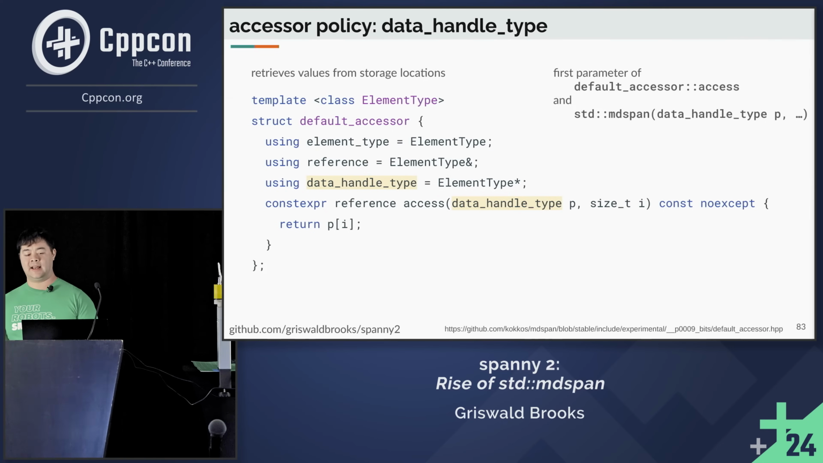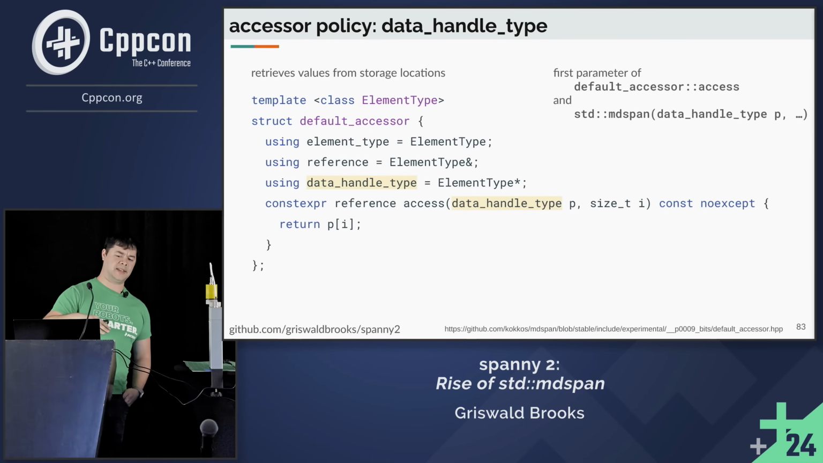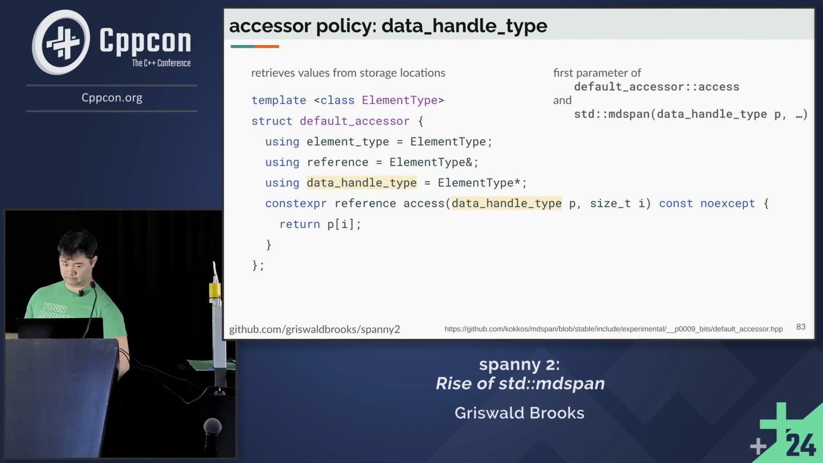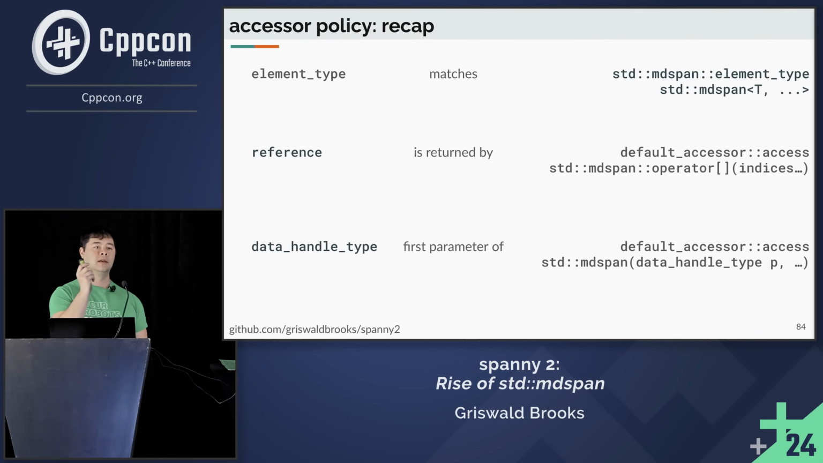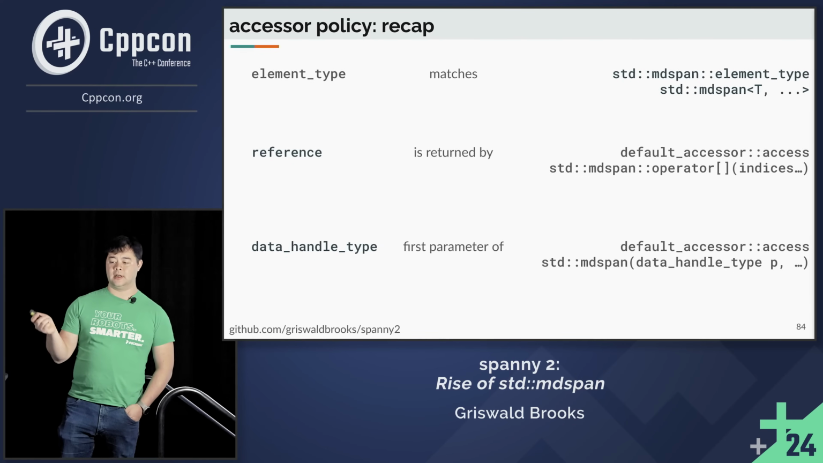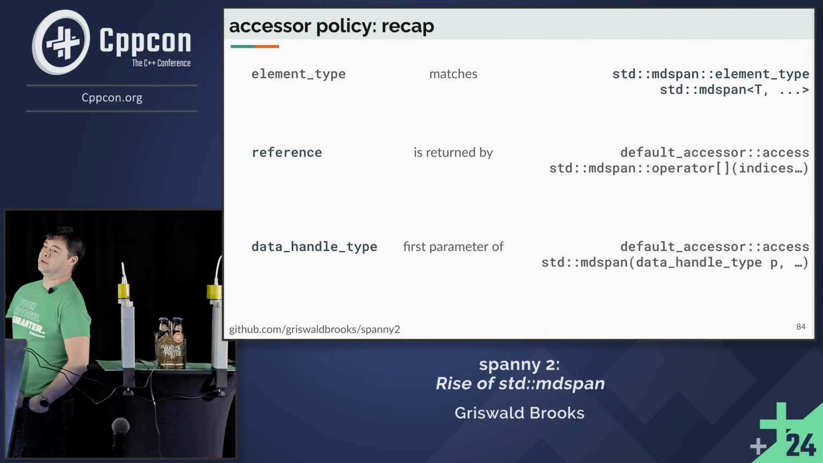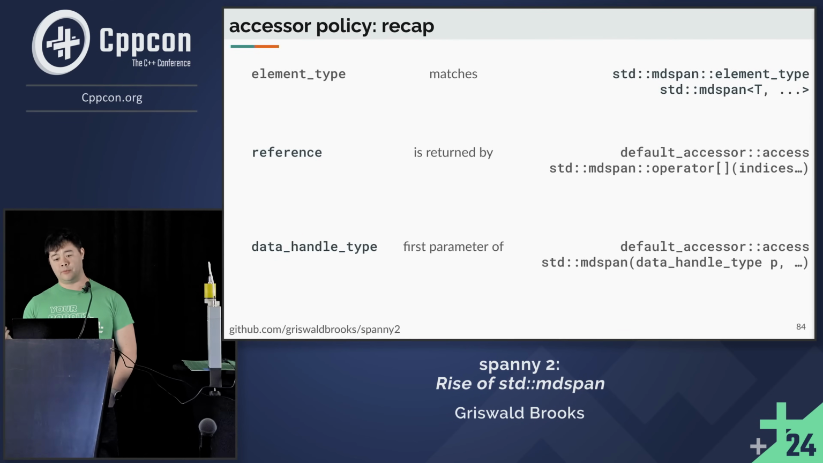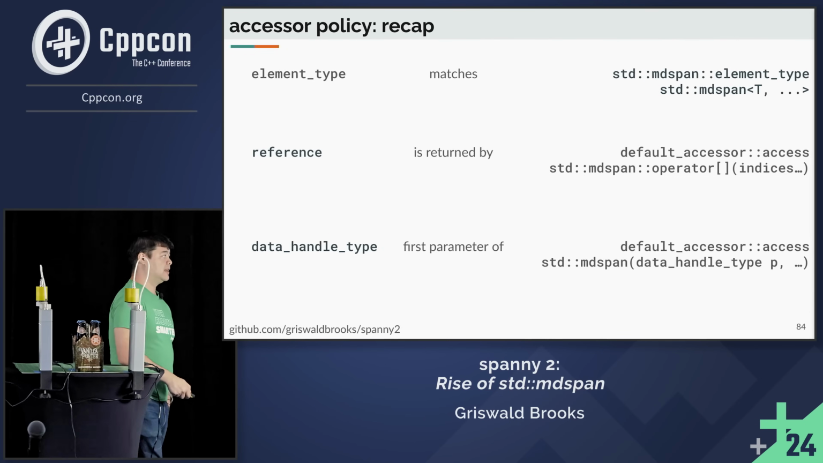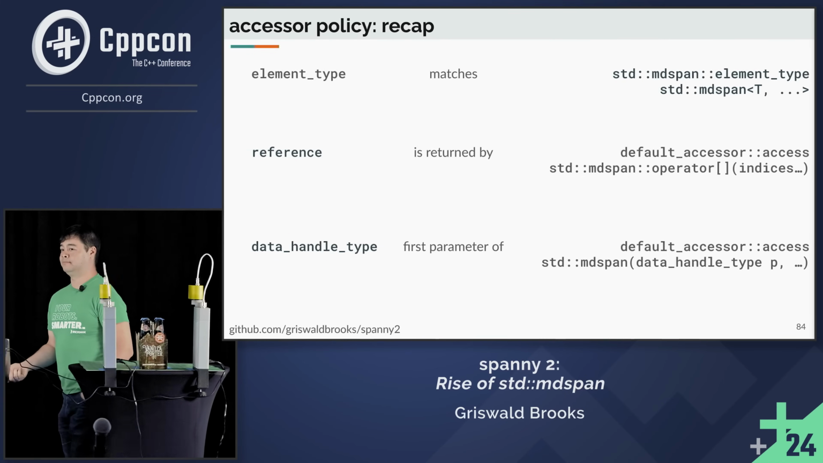Data handle type is the first parameter to the constructor of the mdspan. And then here you can see the accessor, taking the data handle type, and the bracket operator returning that reference. One more time: the element type matches the element type of the mdspan, which is also the first type template parameter. The reference is returned by the bracket operator of mdspan. The data handle type is the first parameter of the constructor of the mdspan. Those things are all true.